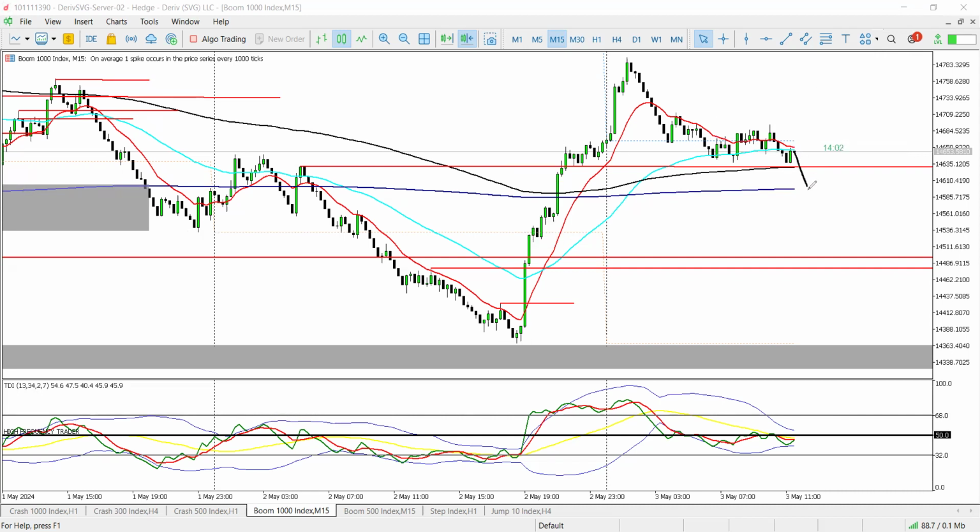So if they do come down, let's say they come down here, we'll have a new order block here or here. So we're going to wait for price to break that order block. Then we are going to take a buy. So those are my two views on B1000 for now.